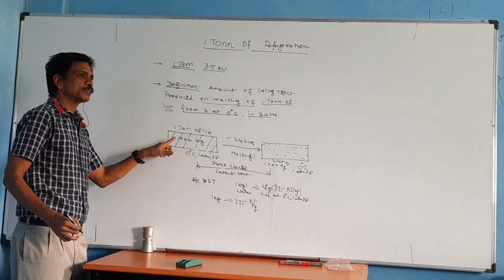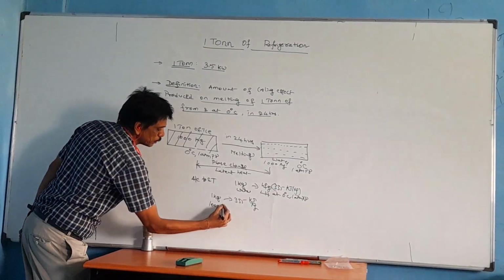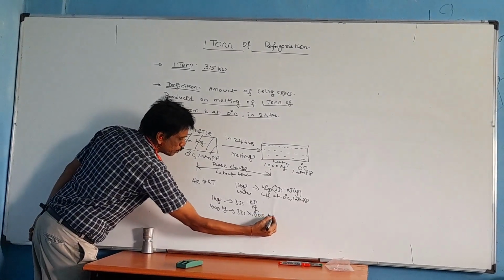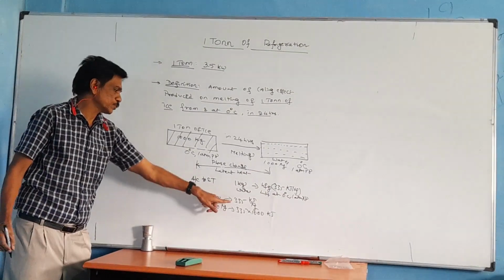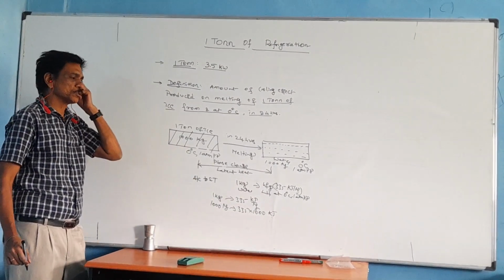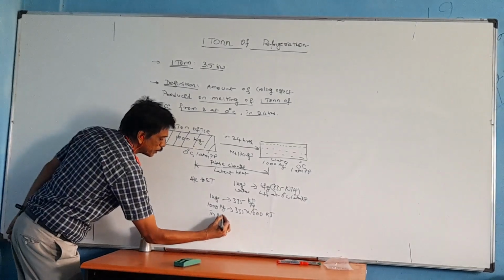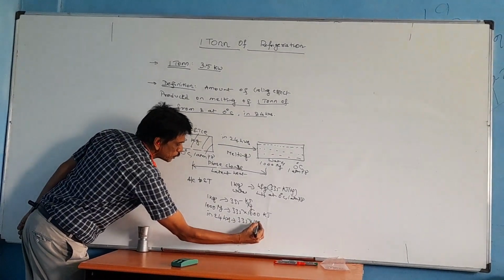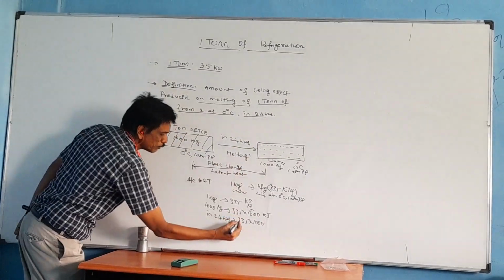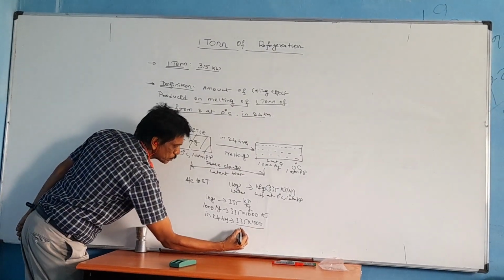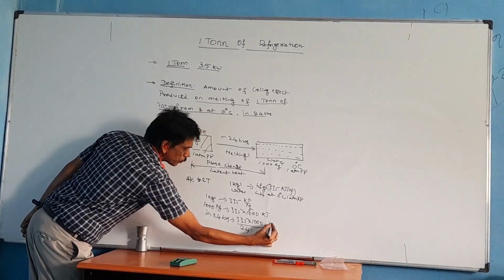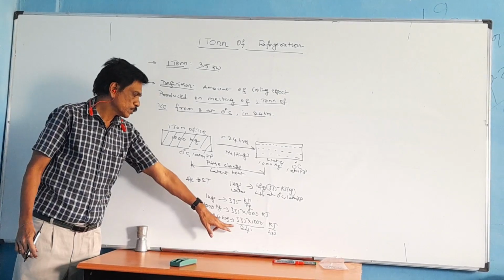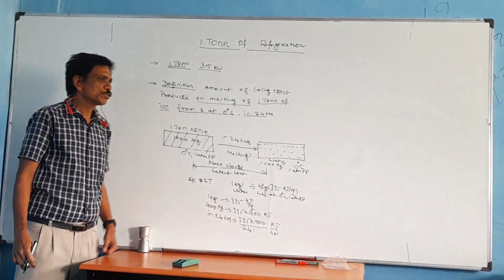But how many kgs have we taken? 1000 kgs. So for 1000 kg, it becomes 335 into 1000 kilojoules. For 1 kg, 335 kilojoules; for 1000 kg, that many kilojoules. It has been melted over 24 hours. So within 24 hours, how much heat has been removed from the water? 335 into 1000 divided by 24, in kilojoules per hour. This is what is meant by 1 ton of refrigeration.